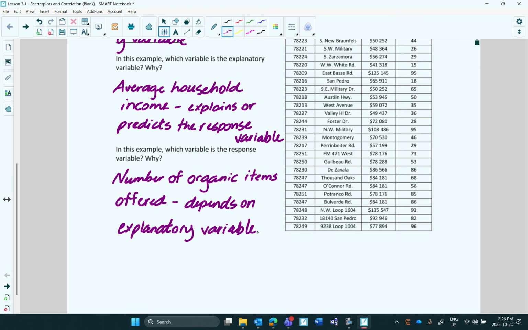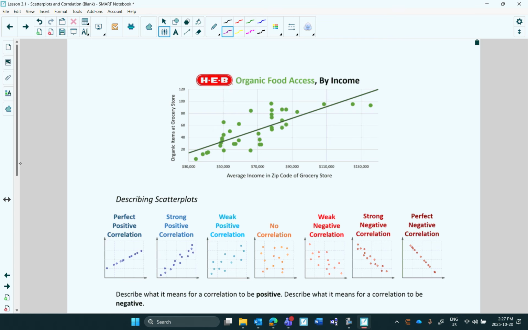So we need to be familiar with the words we use in statistics. Like in science, generally independent and dependent are used, but in statistics we use explanatory and response. Okay? So we want to make sure that we have the variables set up properly before we show them visually. Anyway, here's all the data. So we're going to take all this data, all the household incomes, all the corresponding number of organic food items offered at the grocery store in the area, and come up with a visual presentation of that. And it looks like this.